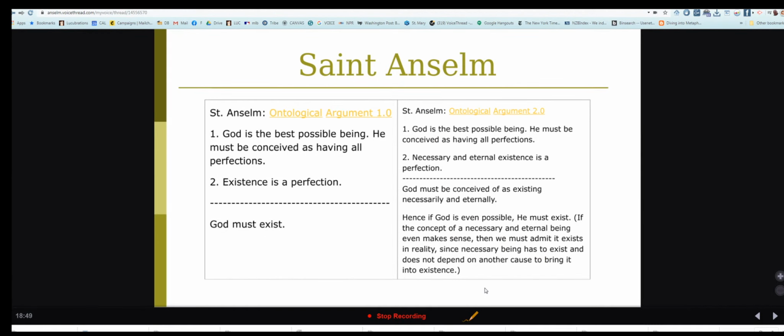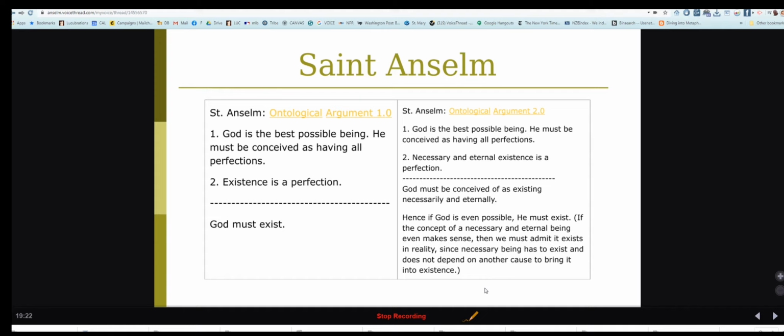St. Anselm arrives at that same weird type of being, a necessary and eternal being, but from a different root. Remember, the word ontos is being, so St. Anselm's ontological argument tries to deduce God's existence just from the concept of God, from your idea of the being or the essence or the ontos of God. And he starts with the common ground that he thinks even an atheist agrees with, that the definition of God is the best possible being.